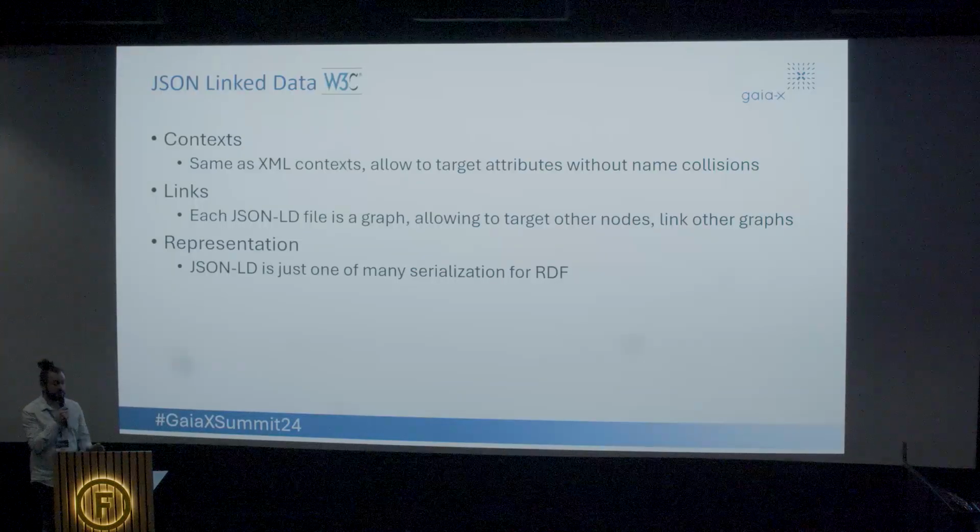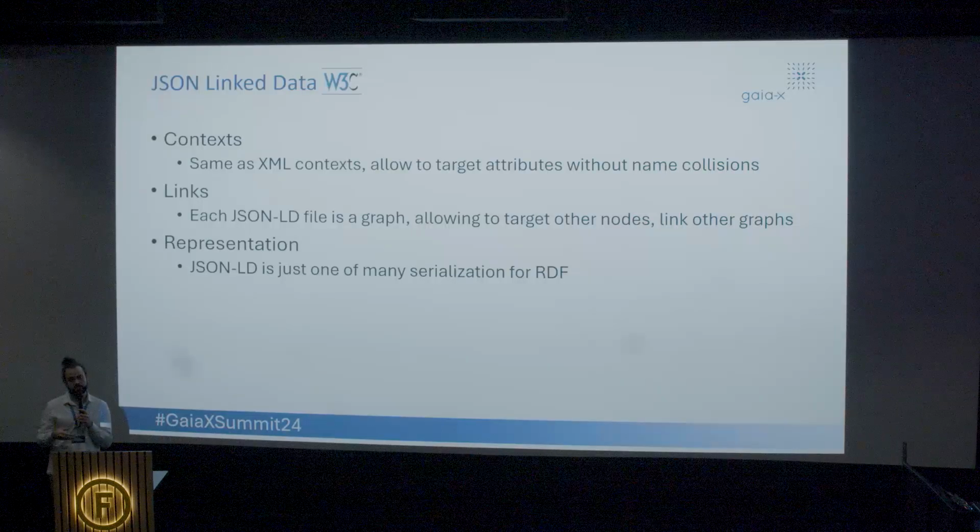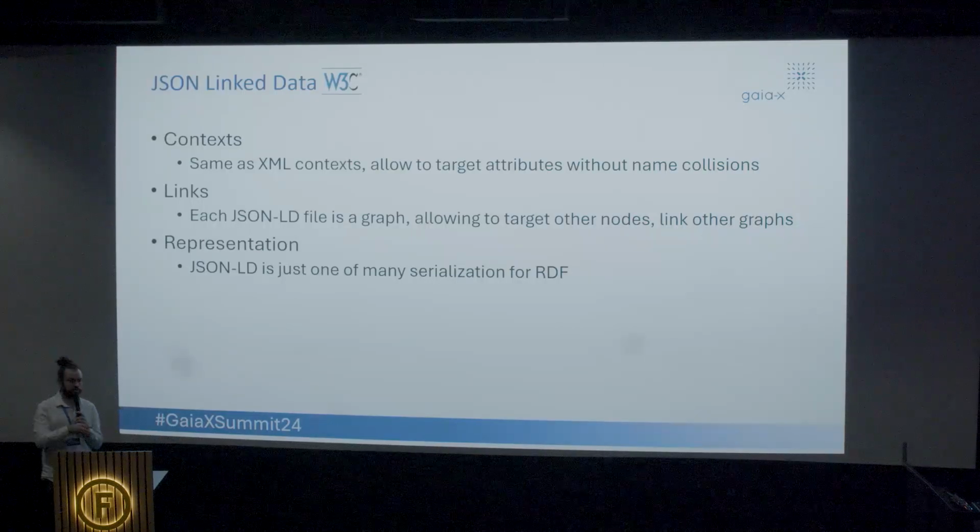Linked data. So that's one of the things that allow us to link credentials. If you are familiar with the semantic web, this will be known by you, but basically you are able to express a link between data, which is literally the name of the specifications. So as from XML context, you have this notion of context that allows you to create your own properties without clashing with other people's properties. You will have links allowing you to target other JSON-LD graphs or other nodes. And JSON-LD is just one of the many representations of RDF.